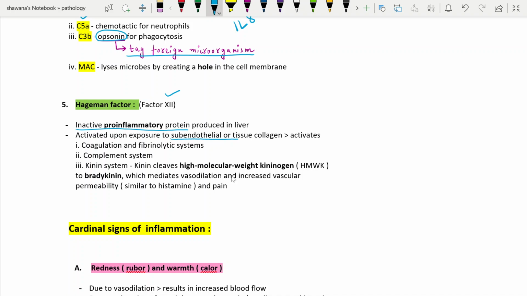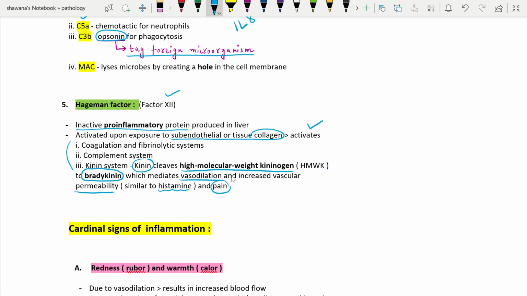The kinin system has some explanation: kinin is a molecule that cleaves high molecular weight kininogen, a precursor, which is converted to bradykinin, and this bradykinin is a mediator. It mediates vasodilation and increased vascular permeability like histamine, and it also is involved in pain. What are other mediators involved in pain? Prostaglandin E2 and bradykinin. These are the most important mediators of pain. So this was the Hageman factor.